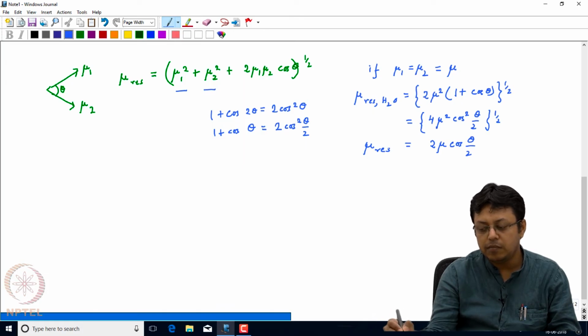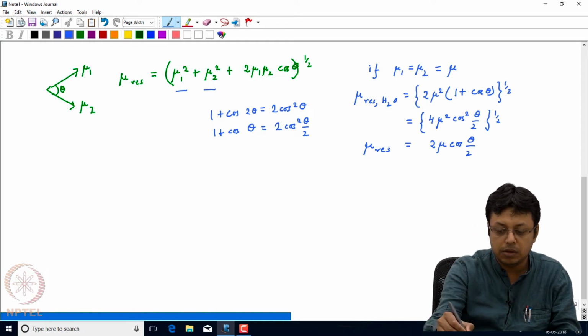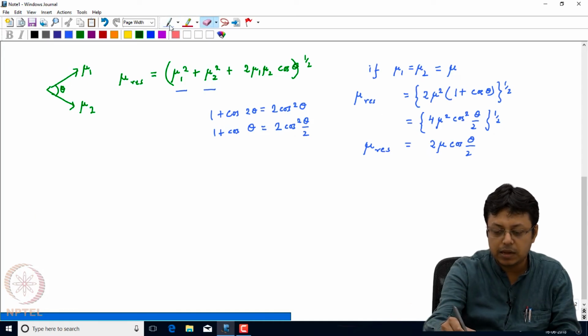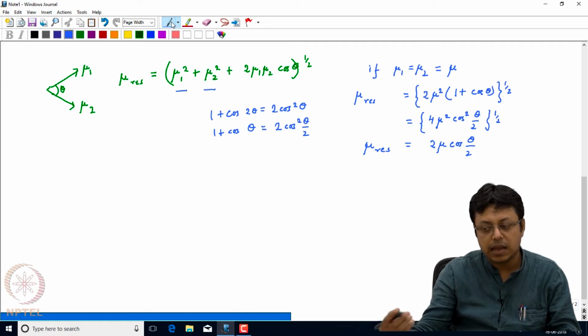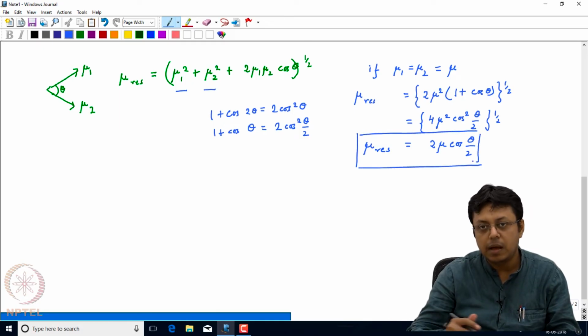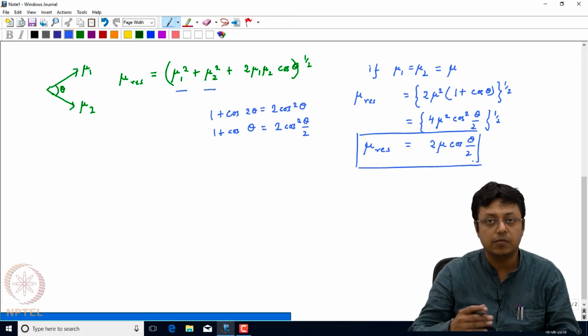Now we have to find out the angle for the water molecule. If it is a water molecule we can calculate it very easily, but this is the expression which we just derived. This is for any general molecule where we have two dipoles which are equal in magnitude, and there is an angle between them which is theta.